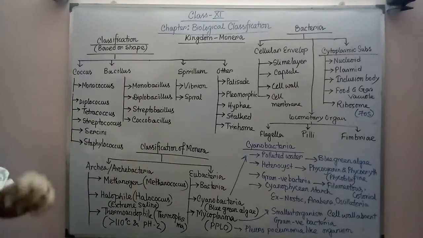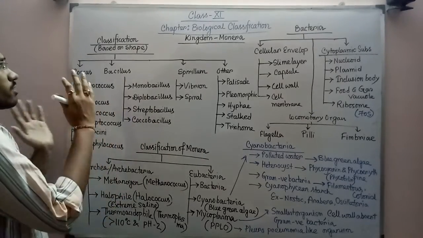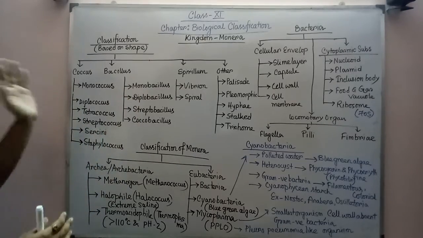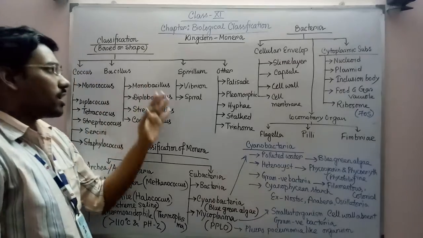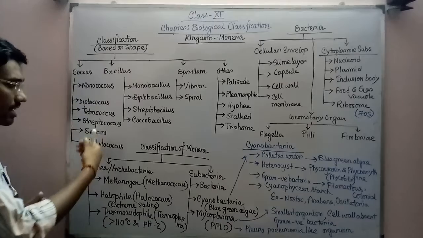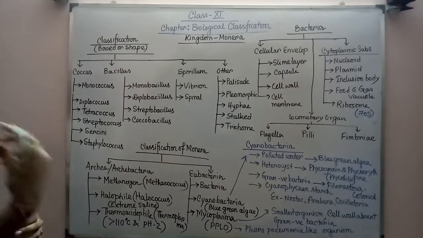Again, I am recapitulating very briefly. First of all, we have discussed the types of bacterial cells based on their shape, that is coccus bacteria, bacillus bacteria, spirillum and others. Within coccus bacteria, we have seen various categories based on their number and their association.